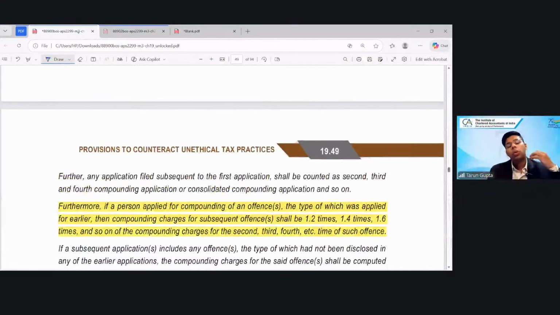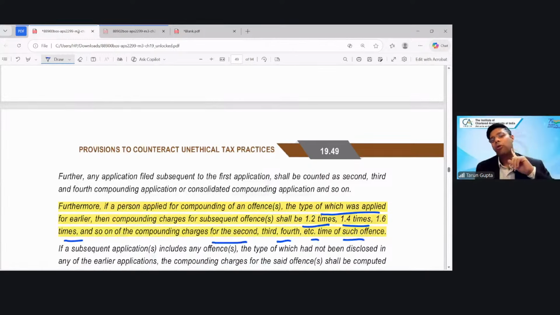Okay. But if you are a multiple offender, then the compounding charges will be more. It says that if a person applied for compounding of an offense of a type which was applied for earlier, a similar offense, and you're compounding again, then the compounding charge for subsequent offenses shall be 1.2 times, 1.4 times, 1.6 times, and so on, of the compounding charge, for the second, third, fourth, etc. time of such an offense.